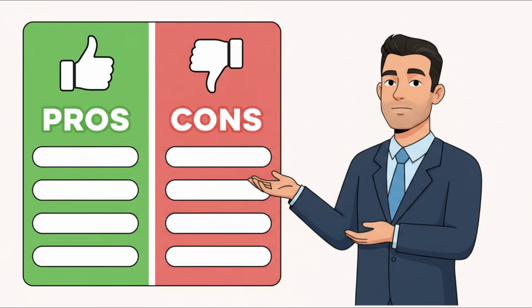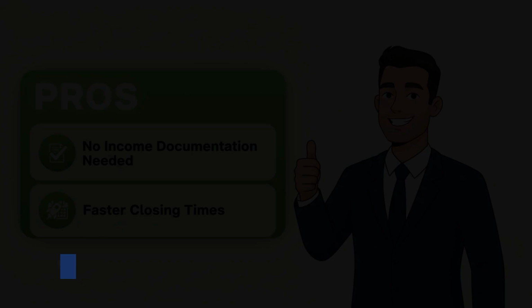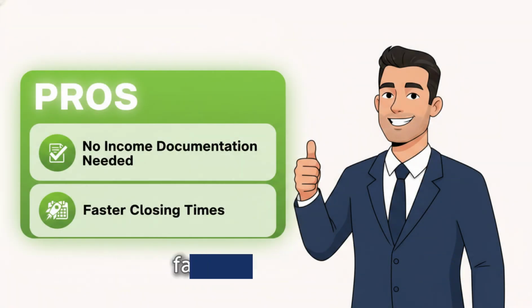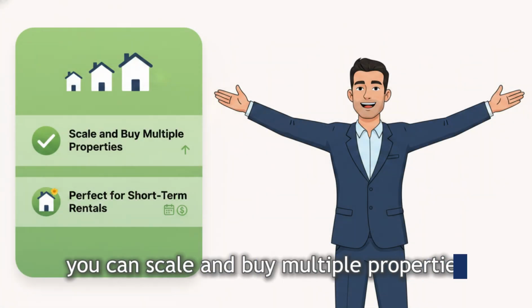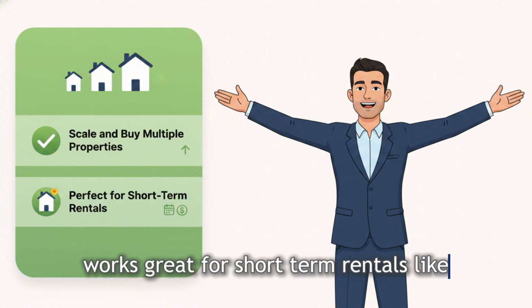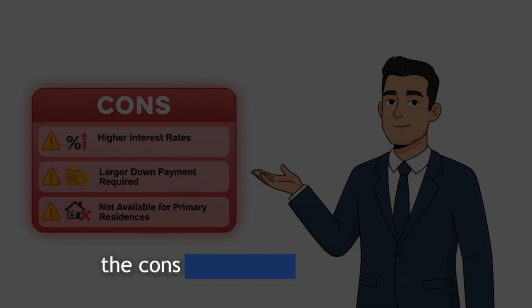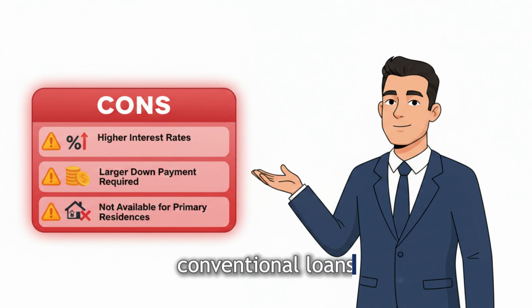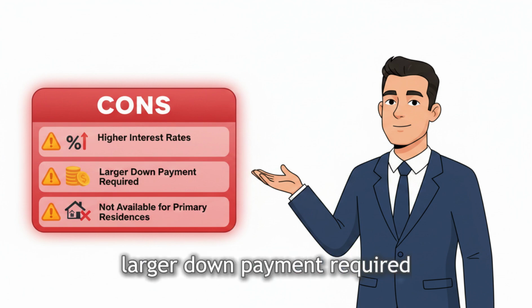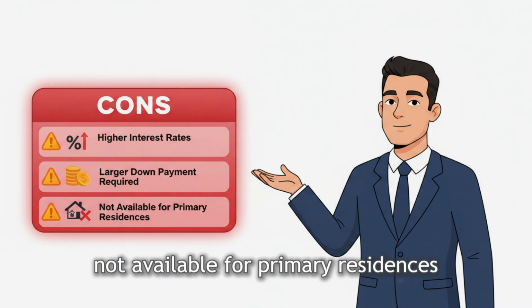Pros and cons. Quick and honest breakdown. The pros: no income documentation needed, faster closing times. You can scale and buy multiple properties. Works great for short-term rentals like Airbnb. The cons: higher interest rates than conventional loans, larger down payment required, not available for primary residences.